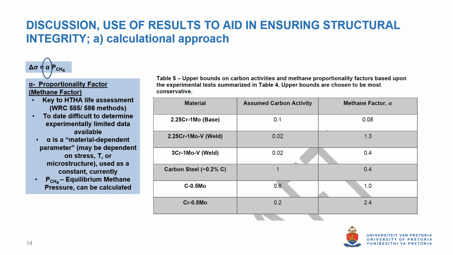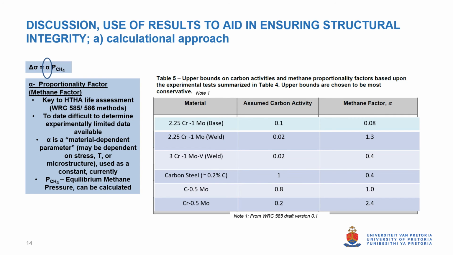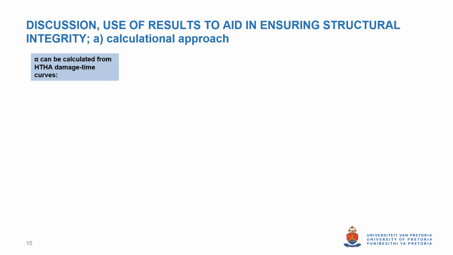This table shows some upper bound values for alpha established to date. Due to the intricate experimental setup, only a limited amount of information is available about alpha values. The alpha parameter has been referred to as the material dependent parameter, and it appears that it may be dependent on stress, temperature, and probably microstructure. It is proposed that the alpha parameter can be established using the HTHA setup shown in this work or similar.